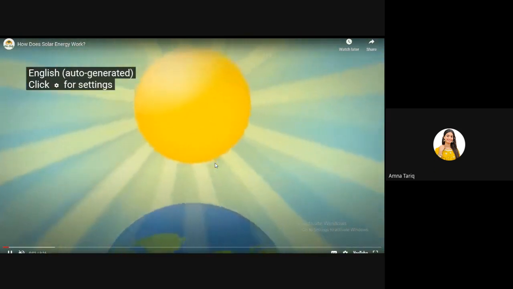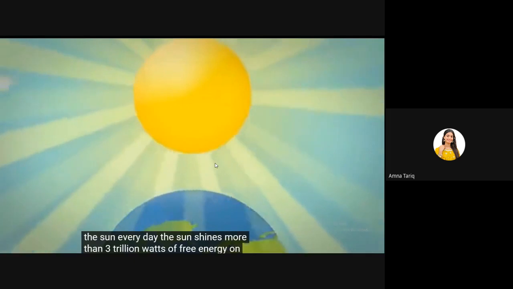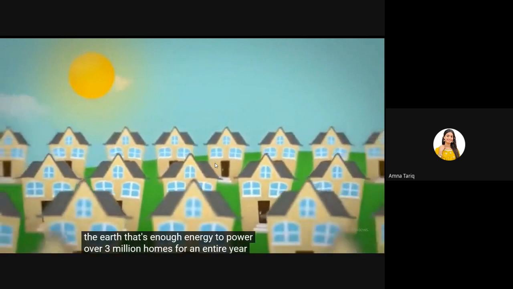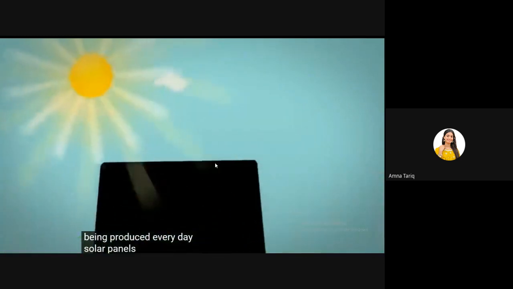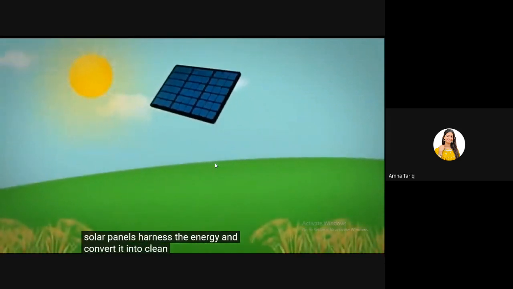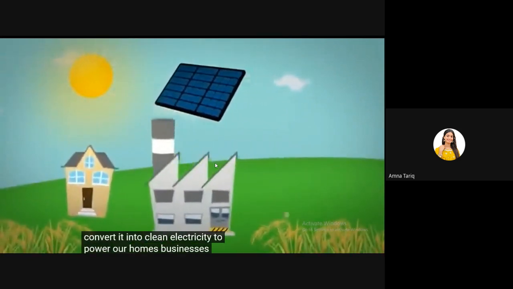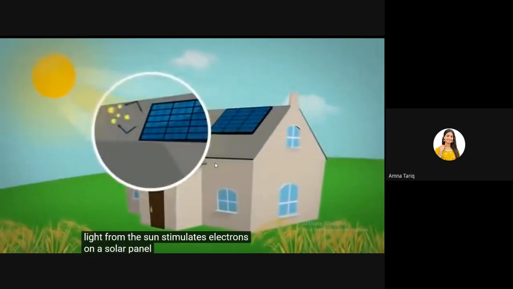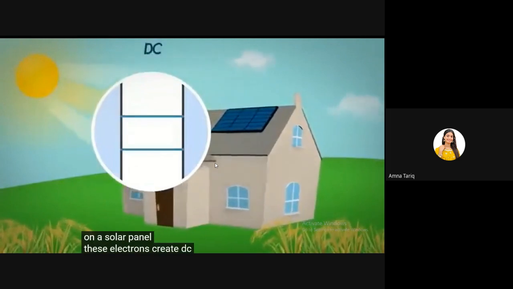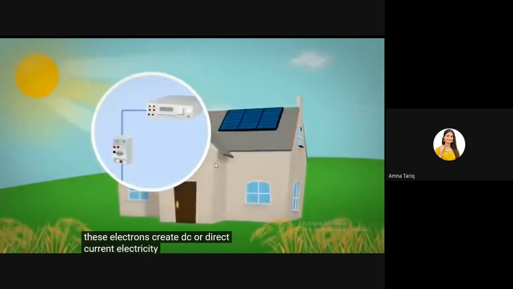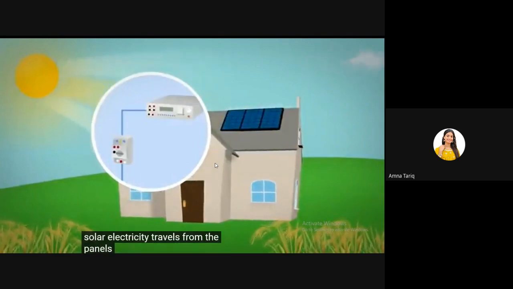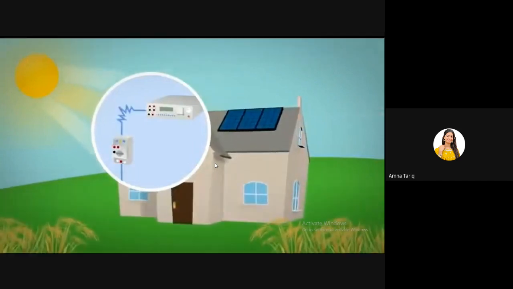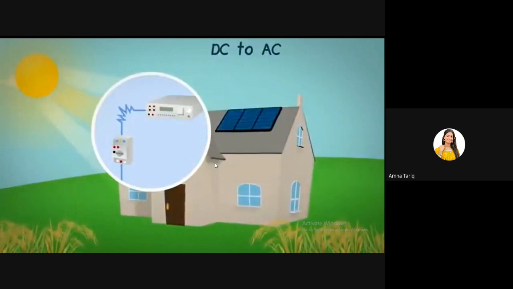Okay, let's start. Please clearly understand the working process of solar panels, how a solar panel works, how it uses the solar rays and produces electricity, and then we use the electricity for useful purposes. In this video, we see that the rays come from the sun.